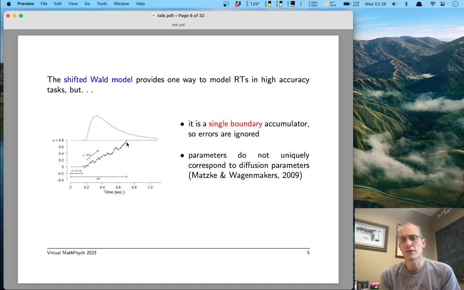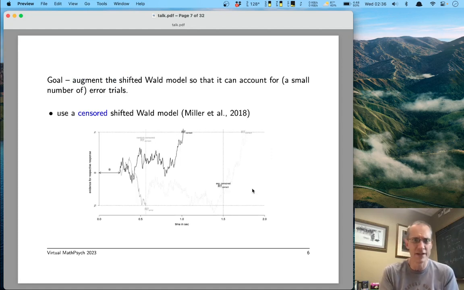Another issue with the shifted Wald model is that the parameters you get when you estimate shifted Wald parameters do not uniquely correspond to the diffusion model parameters. So this is something that was first pointed out by MathPsych and Wagenmakers in 2009. So that's really a big problem as well. So can we improve on this? Our goal is to somehow fix or augment the shifted Wald model so that it can account for the albeit small number of error trials that we usually see. And one solution that I want to pursue today is to use what's called a censored shifted Wald model.